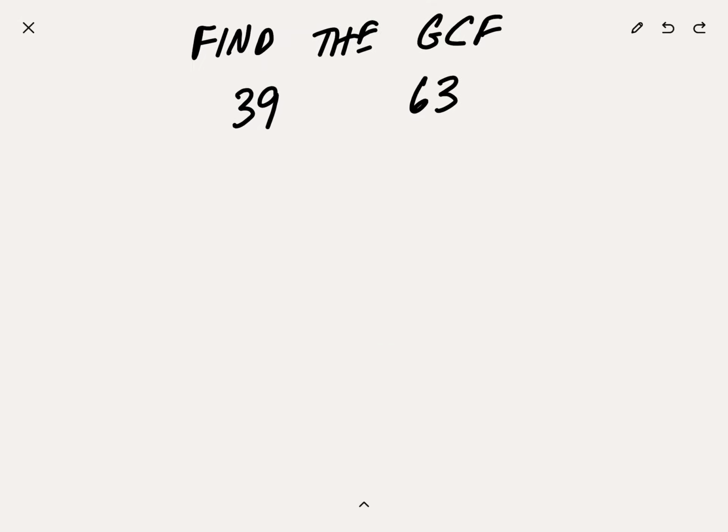39 and 63. I can't divide this by 2, but 3 plus 9 is 12, so I can actually divide this by 3. It's going to be 3 and 13. And then let's see what we got here. I can't divide this by 2. 6 plus 3 is 9, so I can divide it by 3.